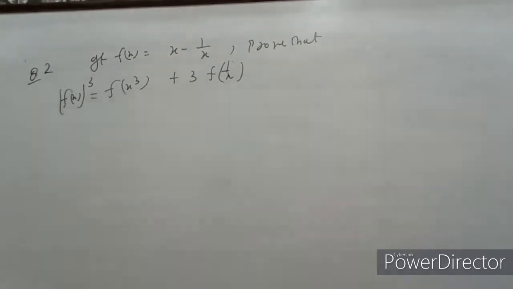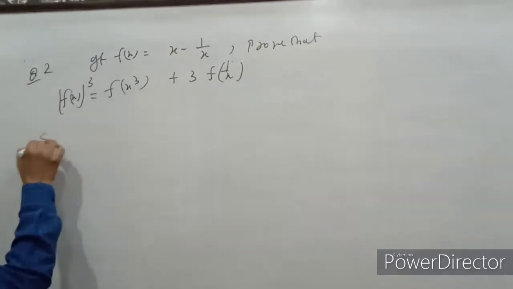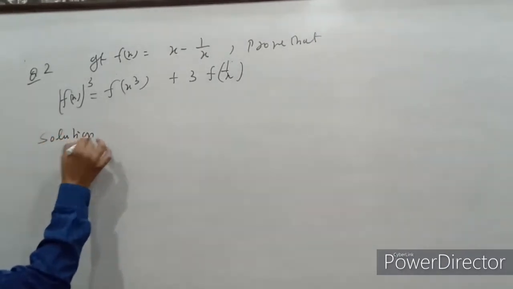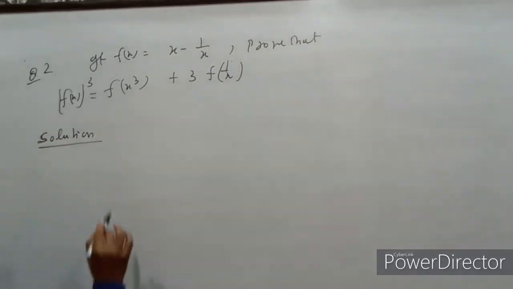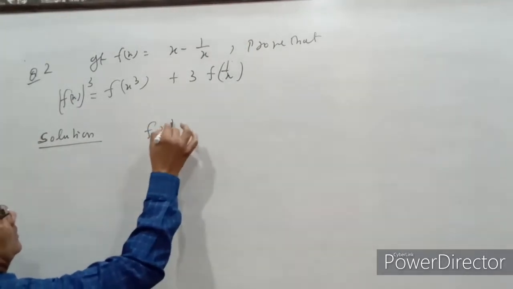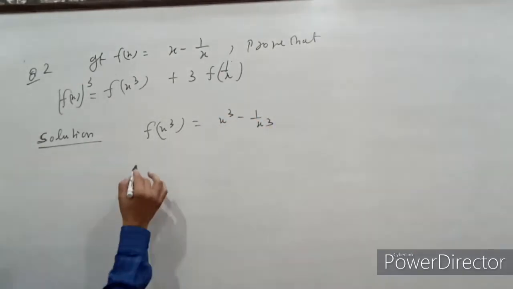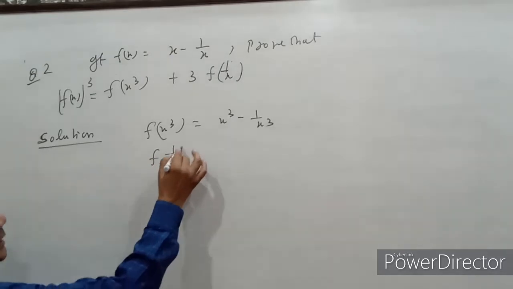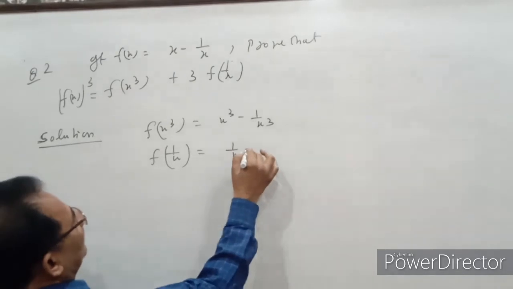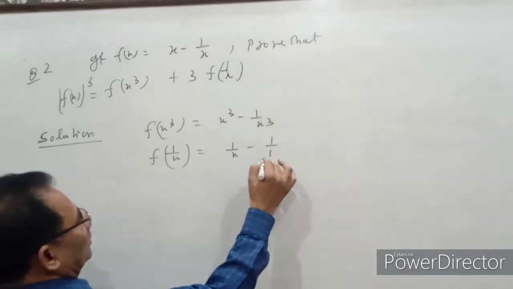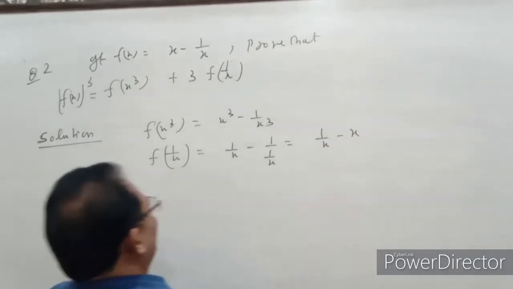If f(x) is equal to x minus 1 upon x, then prove that this. Solution. If we look at this, f(x) cubed is equal to x cubed minus 1 upon x cubed, and f(1 by x) is equal to 1 by x minus 1 upon 1 by x, which is equal to 1 by x minus x.